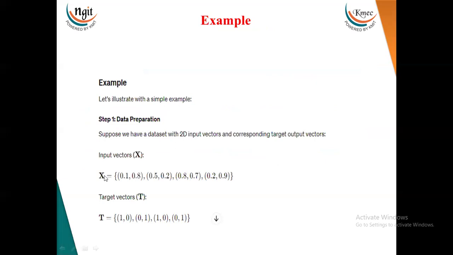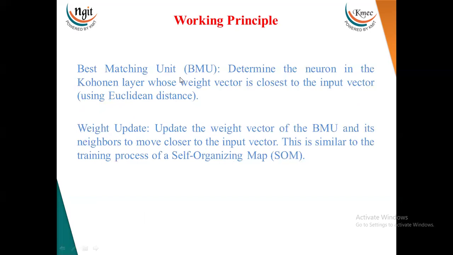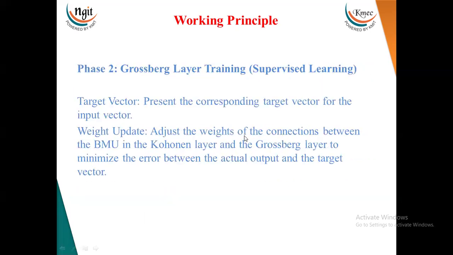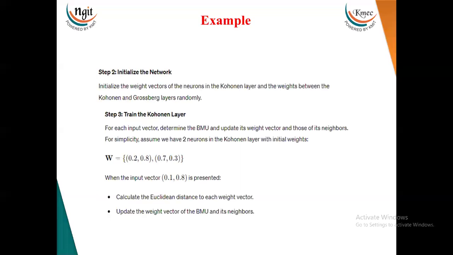So here we have the 2D input vectors. These are the values, and T is your target vector. Remember that this target vector is only used at the output layer, that is the Grossberg layer, not in the Kohonen layer training, because Kohonen layer training is the unsupervised part.